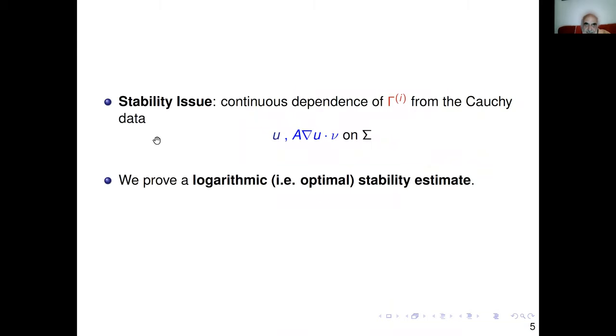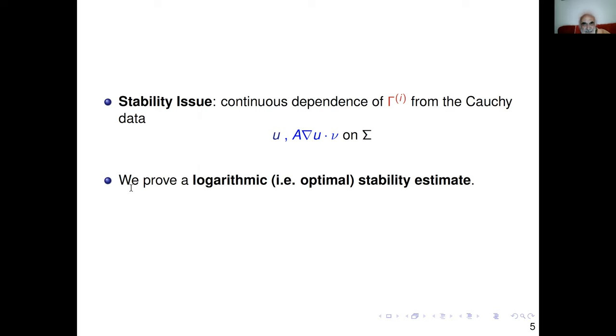We are interested in the stability issue. So, we are interested in the continuous dependence of gamma I from the Cauchy data, that is from u and the conormal derivative of u on sigma. In this old paper, 20 years ago, we proved a logarithmic, that is optimal, stability estimate.